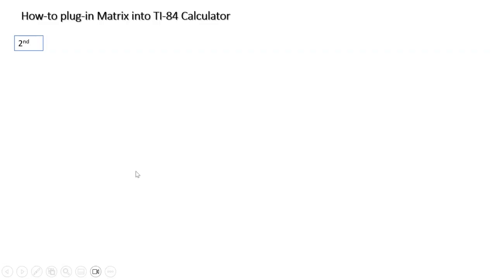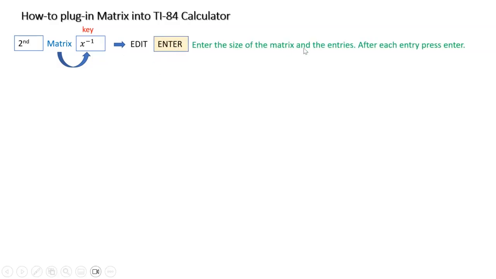Now here's how you plug it in the calculator. You're going to hit second matrix, where the inverse key is. Then you're going to go to edit. Then you're going to enter. Now you're going to enter the size of the matrix. After you do that, there's going to be second quit. After you do all those steps, you go to second quit, and the screen should be blank. That's the key that you hit.